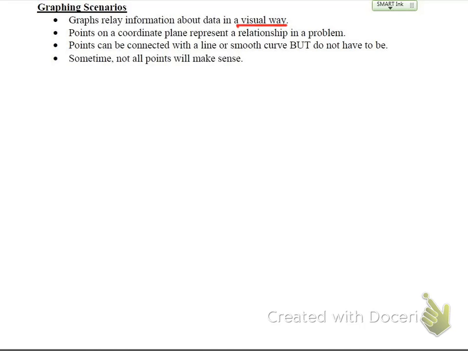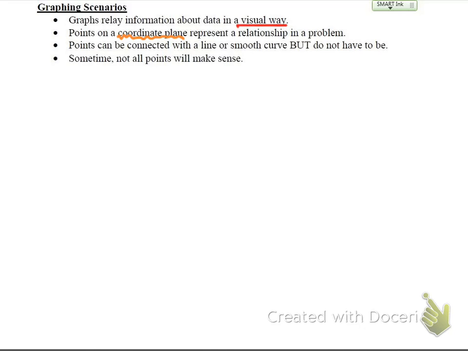going on. Okay? The points on the coordinate plane is the x and y axis. The points on the coordinate plane represent a relationship in a problem. So each axis is one of the quantities. So you know how we have been breaking it up, independent and dependent quantities? Each axis is one of those.